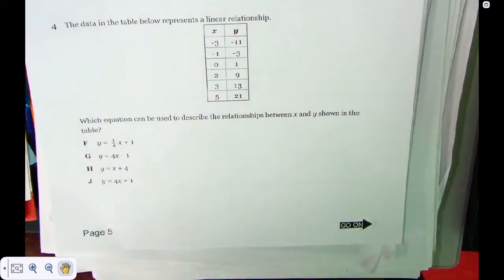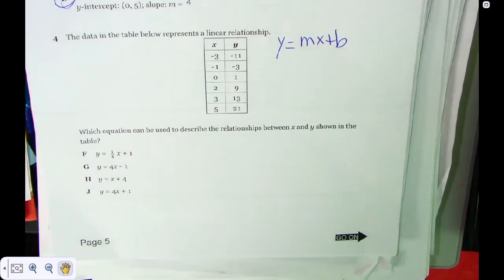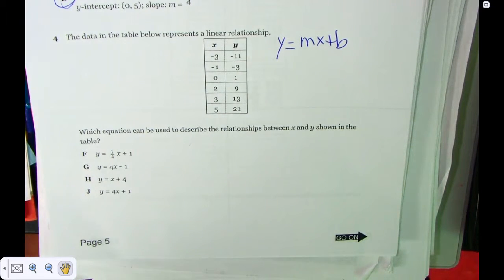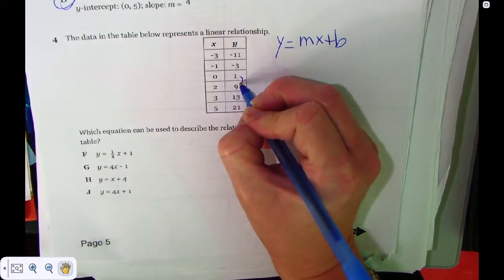Okay? The next one, number 4. We also need the slope and the y-intercept because they want it in that form. I love both of these questions. They were perfect. Perfect questions.